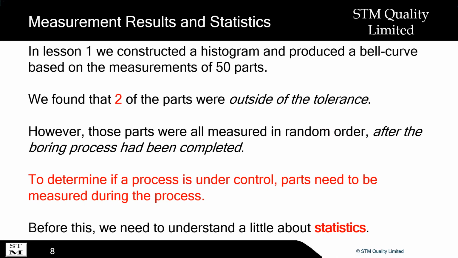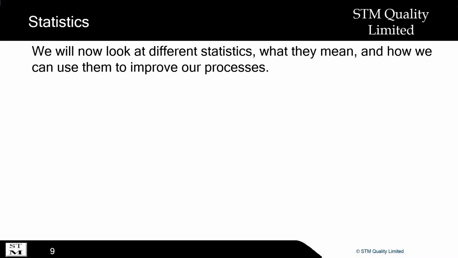In Lesson 1, we constructed a histogram and produced a bell curve based on the measurement of 50 parts. We found that 2 of the parts were outside of the tolerance. However, those parts were all measured in random order after the boring process had been completed. To determine if a process is under control, parts need to be measured during the process. Before this, we need to understand a little about statistics. We will now look at different statistics, what they mean, and how we can use them to improve our processes.